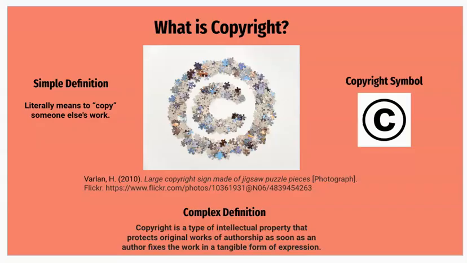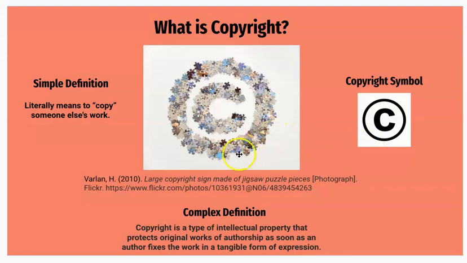Now, the first thing we need to determine is what is copyright. The simple definition literally means to copy someone else's work. So we need to keep an eye out for the copyright symbol, this little C with the circle around it. Anytime you see that, you need to get permission and cite the material that you are using so that way you are not breaking any rules.